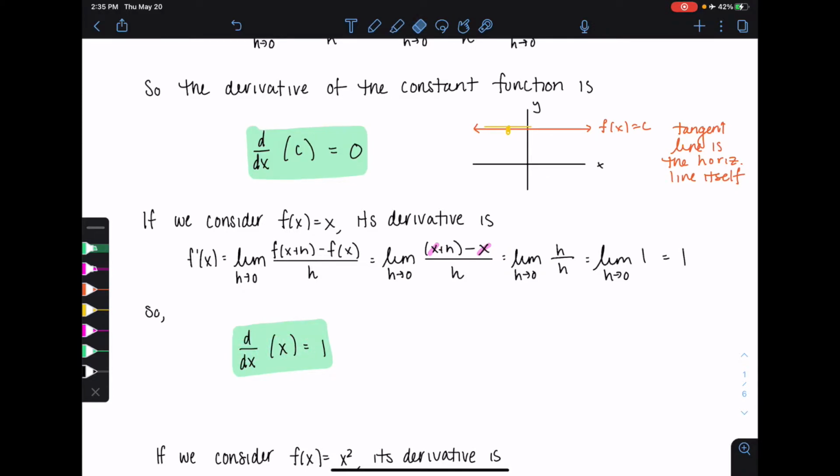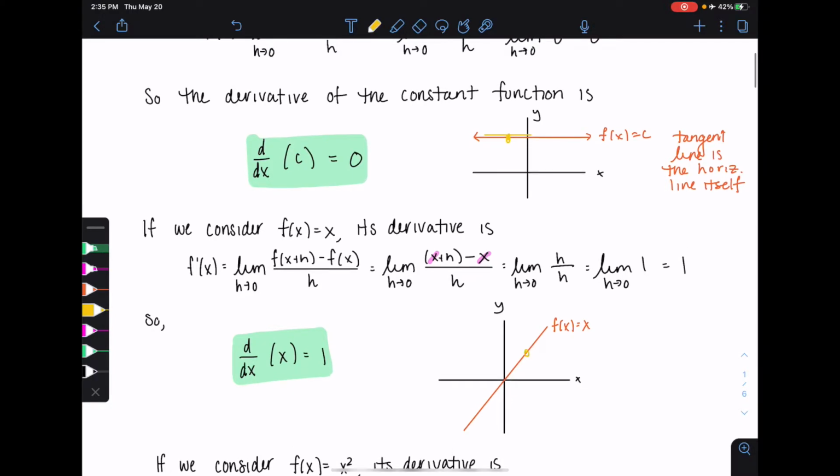And again, thinking of this graphically, you have your function. No matter the point I pick, the tangent line is just the line itself. If I can get this tool working nicely, not really, close enough. So the tangent line is the line. The slope of this line is 1, so the tangent line always has slope 1.